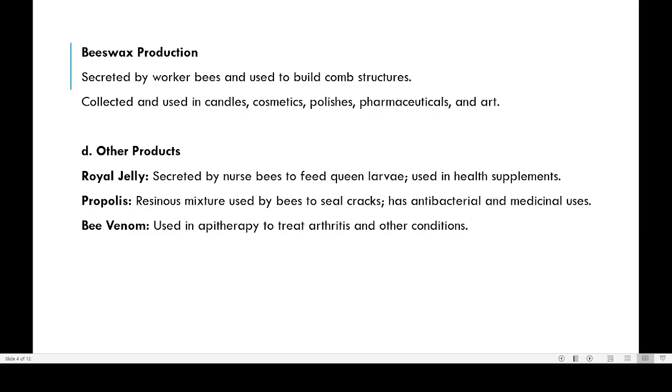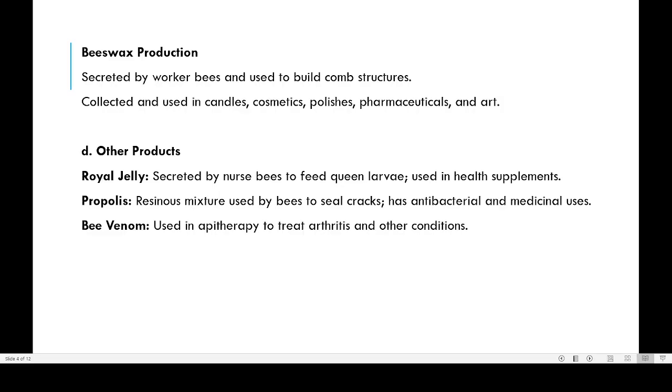Then propolis. Propolis is actually a resinous mixture, and last class I think I showed you how propolis appears. It is a resinous mixture mainly used to seal cracks. It also has some antibacterial as well as medicinal uses.